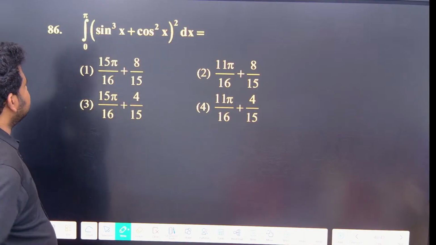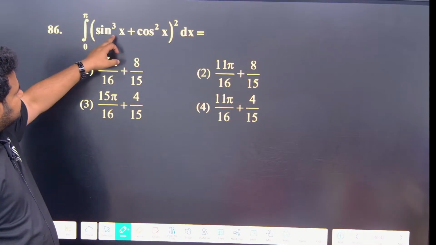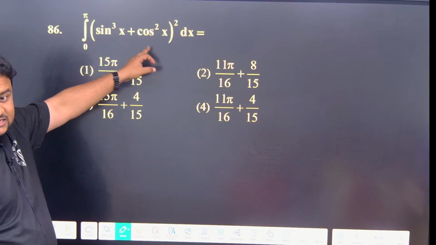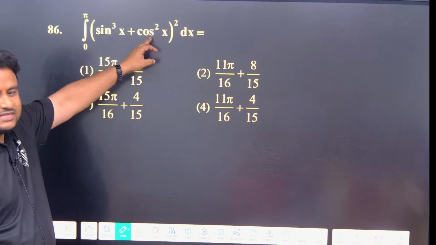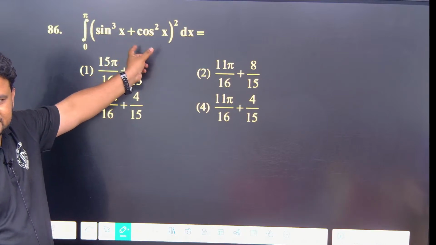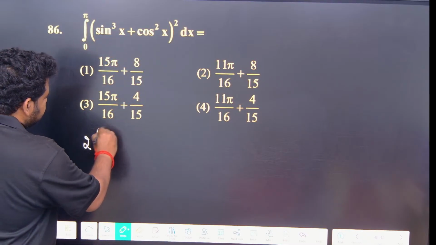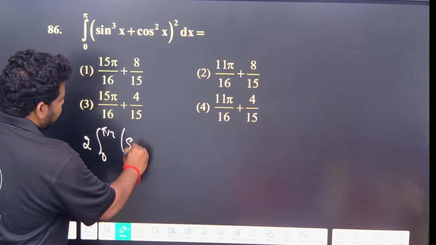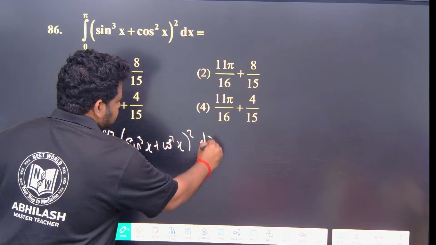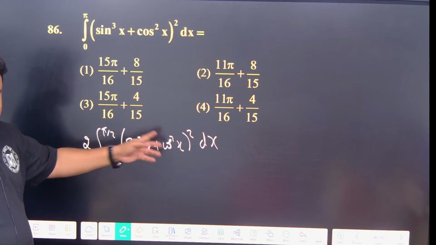Now, what we can do is 0 to pi sin cube x cos square x dx. Now, if I apply pi minus x for each of this, sin of 180 minus theta is sin theta, cos of 180 minus theta is minus cos theta, but square is there, so it will become plus. So, f of 2a minus x is equal to f of x. That time I can write it as 2 times 0 to pi by 2 sin cube x plus cos square x whole square dx.